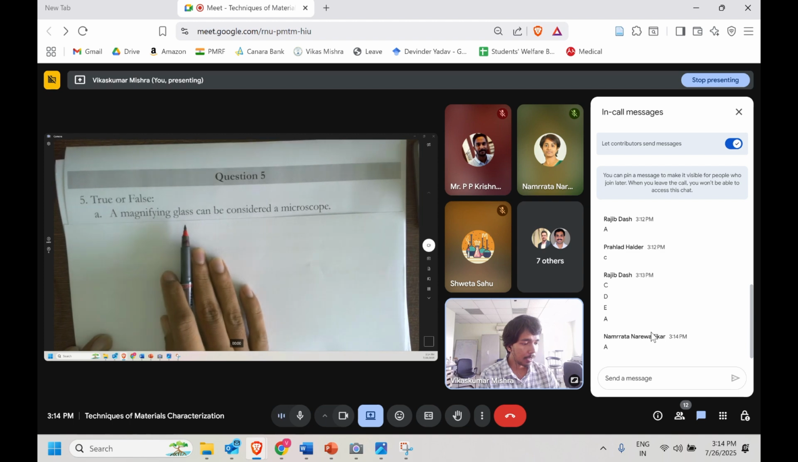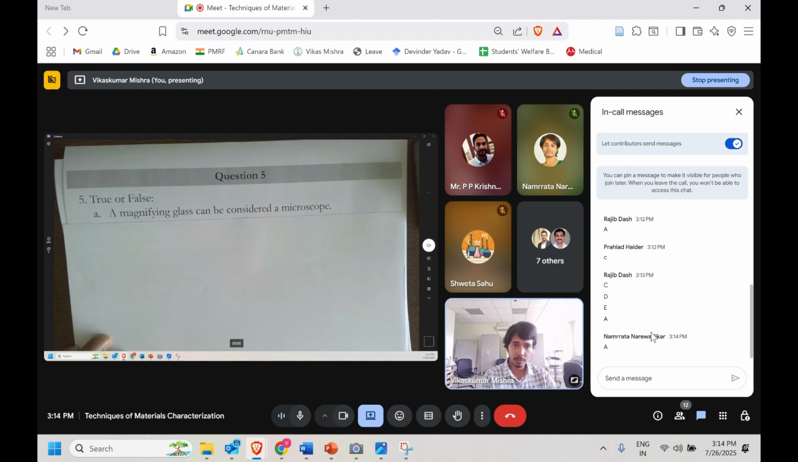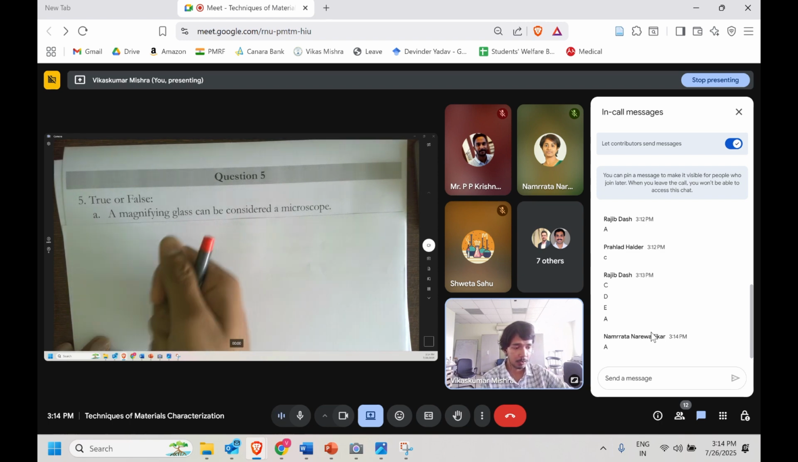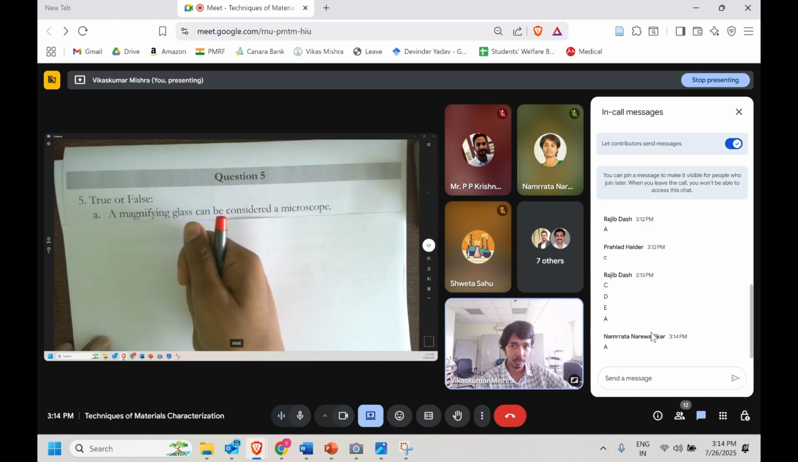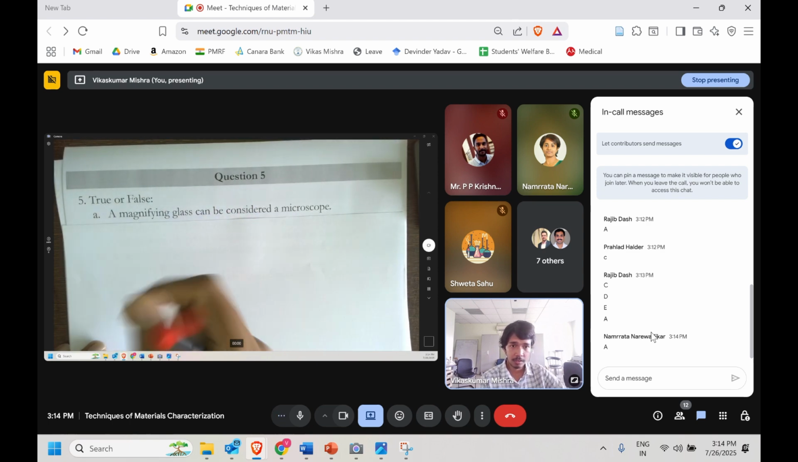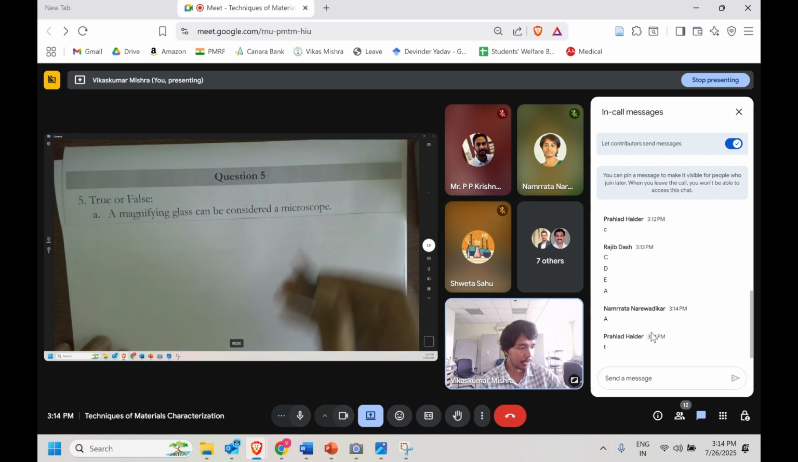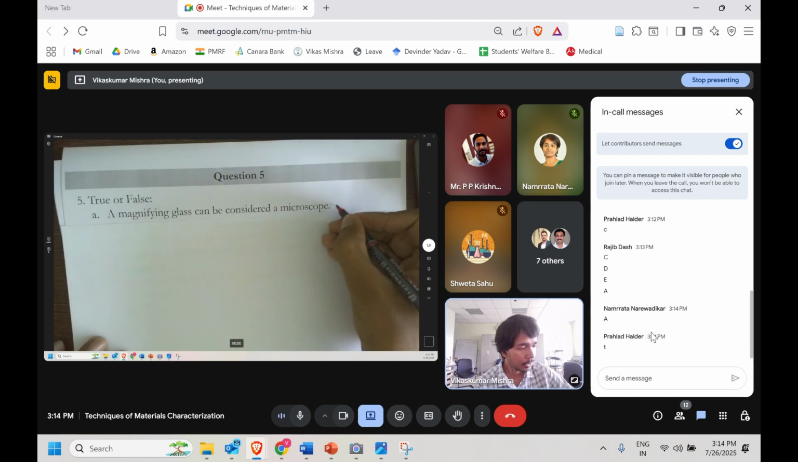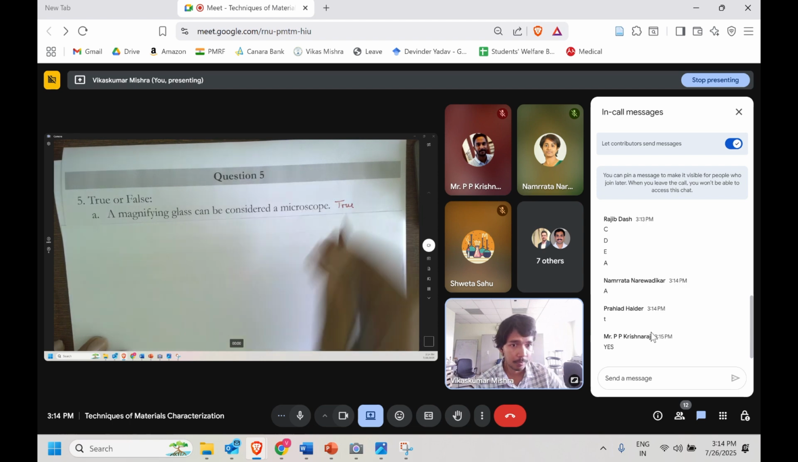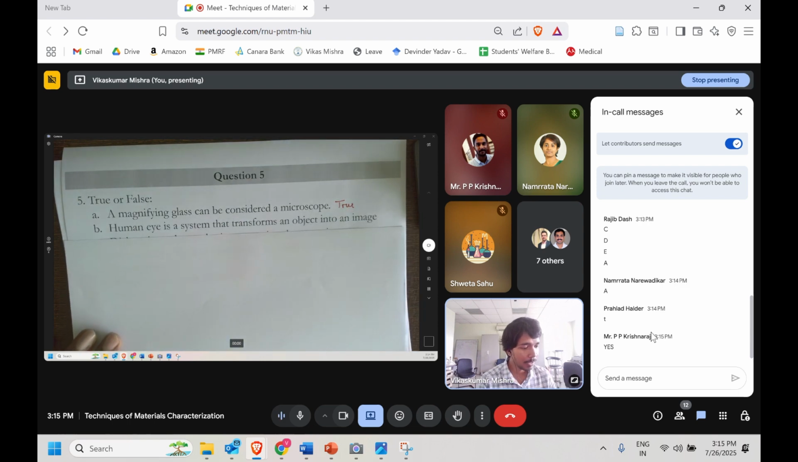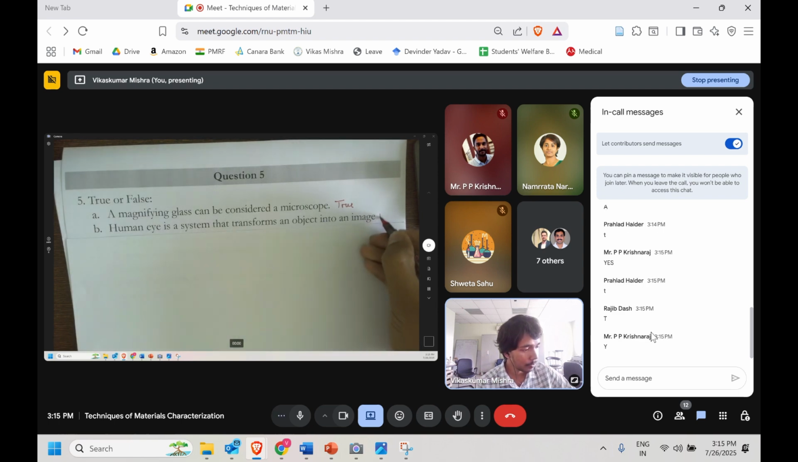The first one: the magnifying glass can be considered as a microscope. Is it true? The magnifying glass, if you put it over a word, like the word glass here, that word itself will get enhanced. Yes, perfect. Yes, Prahlad, it's true. Next, the human eye is a system that transforms an object into an image. Is it? We are seeing a lot of objects. Yeah, this is also true.